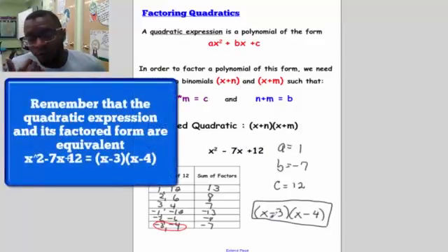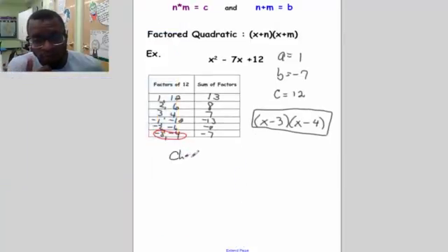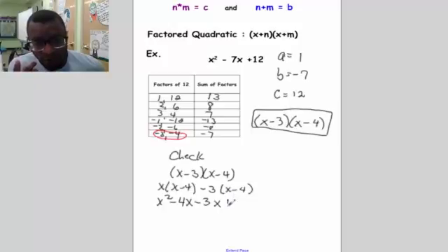Now notice, if we wanted to check ourselves to make sure that we got the correct factored form, we can use distribution to multiply these two binomials out. So we can take x times x minus 4, minus 3 times x minus 4, and if we distribute, we get x squared minus 4x minus 3x, and negative 3 times negative 4 gives me a positive 12. So we see that we get x squared minus 7x plus 12, and so we know that we are correct.